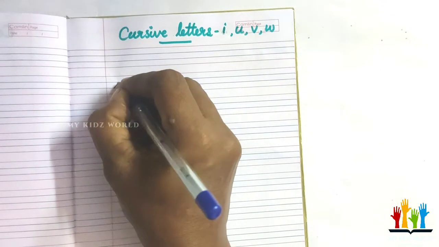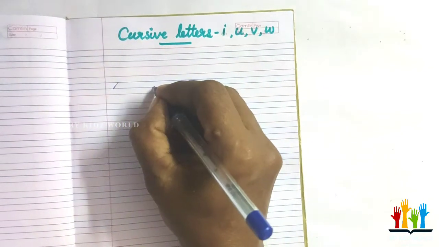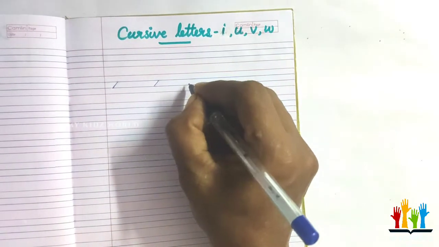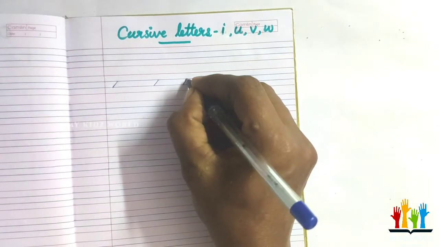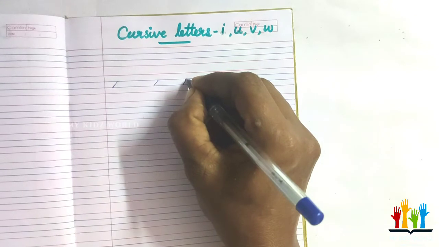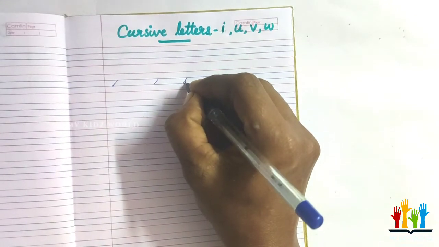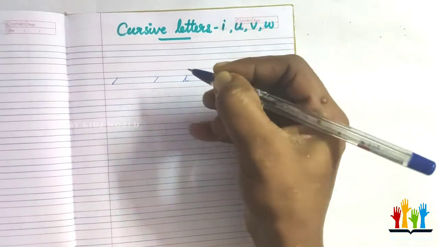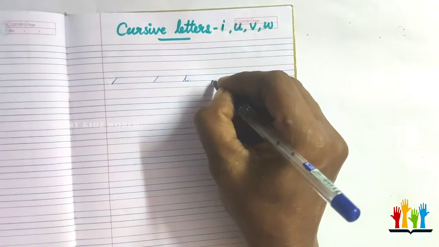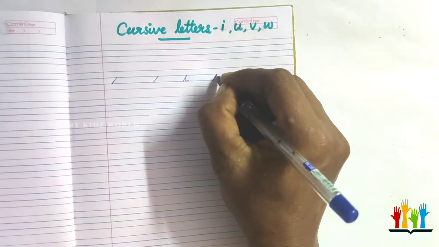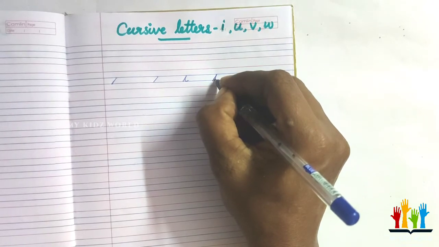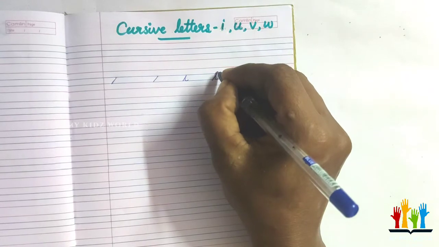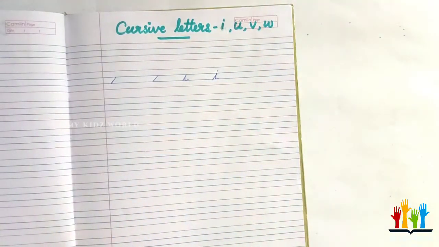Draw a slanting line, touch the second line. Come down, touch the third line, make a tail. Slanting line, come down, touch this third line, make a tail, put a dot. Letter I.